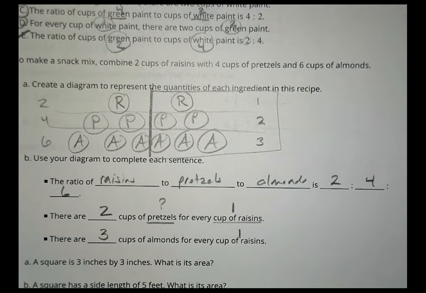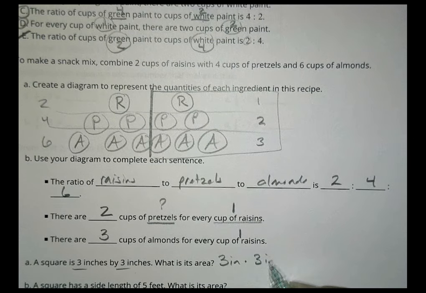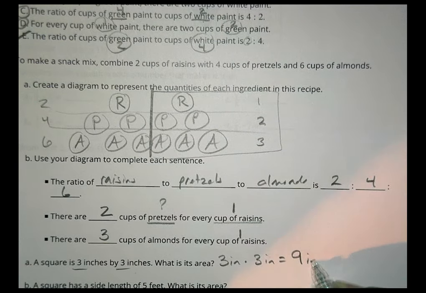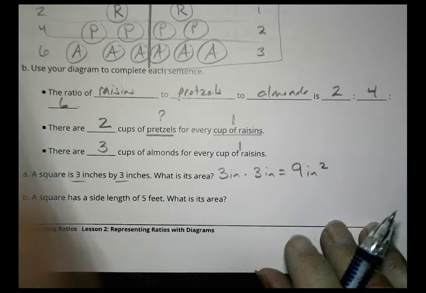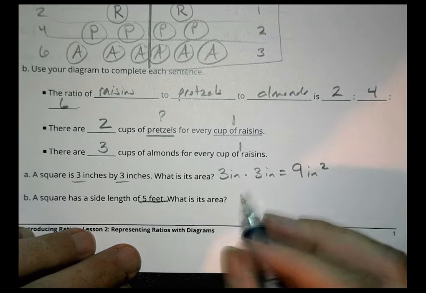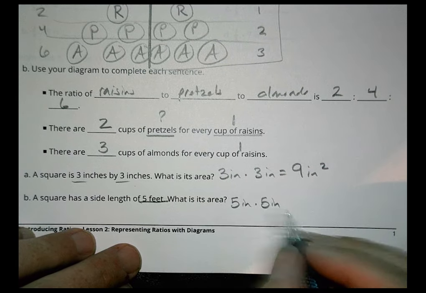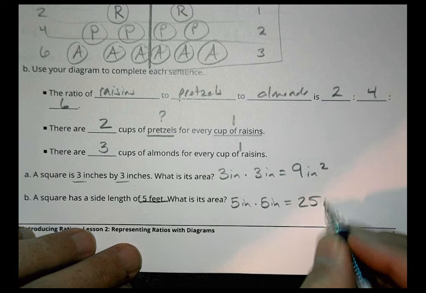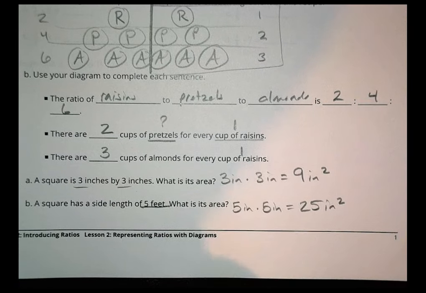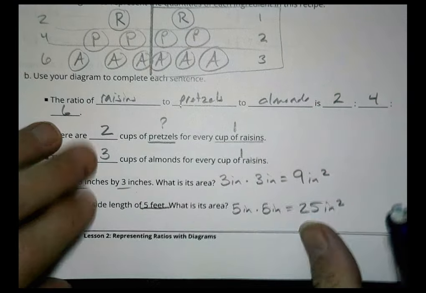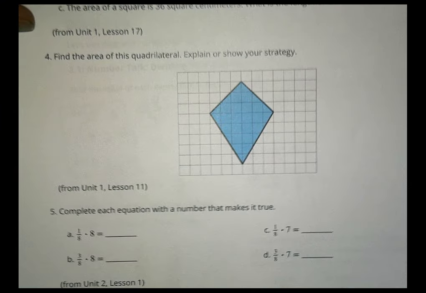Number 3. A square is 3 inches by 3 inches. What's the area? So area is 3 inches times 3 inches, which equals 9 inches squared. B. A square has a side length of 5 feet. What's the area? 5 times 5, length times width, becomes 25 squared units. No problem there. And then finally, the area for number 3C.